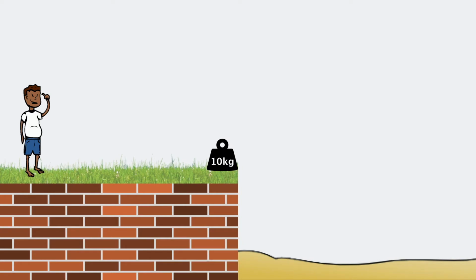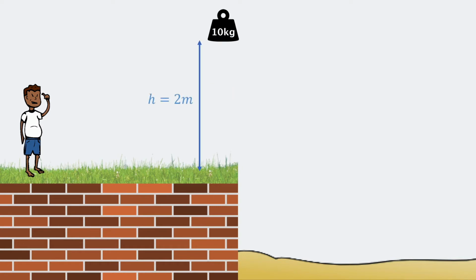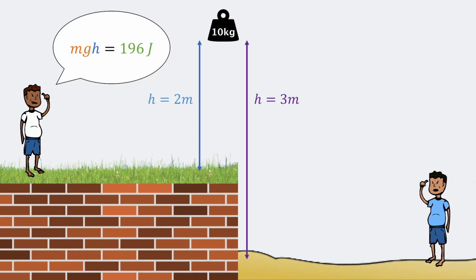Here we have a different scenario. James is still standing beside the weight of 10 kilograms, and it's lifted 2 meters up in the air. As before, James will say that the work put into the object is mgh, it's 196 joules. But here we have James's friend, who is standing slightly below James, and from his perspective the weight is lifted 3 meters up in the air. So he will say, well, the work done on the object is mgh, 294 joules. How do we clear up this confusion?